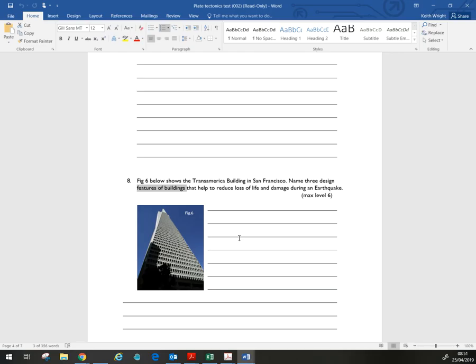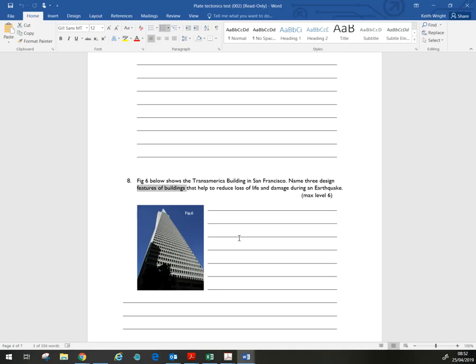Other features of buildings you could have are deep rubber shock absorbers in the base or underneath the ground. You could refer to counterweights on top of the building. So when the building sways, the counterweight goes one way and then the building goes the other. And this prevents it from collapsing. You could have cross bracings on the windows, which adds stability, and also linked to that, shutters on the windows, which prevent glass from flying out onto the street, which could potentially hurt people.